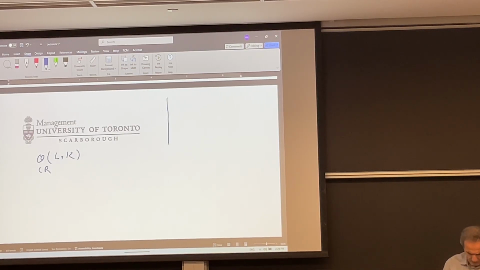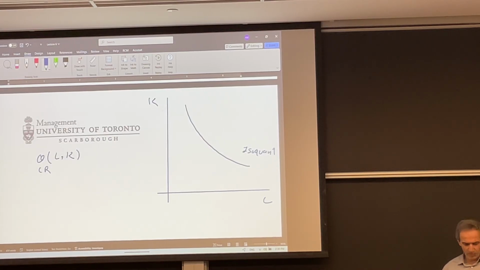Define the locus of all combinations of labor and capital that gives you the same production. Define it as isoquant. Sort of similar to the indifference curve. That was the locus of all combinations that give you the same satisfaction. This is the locus that gives you the same production. So all those combinations of inputs will give us the same production.